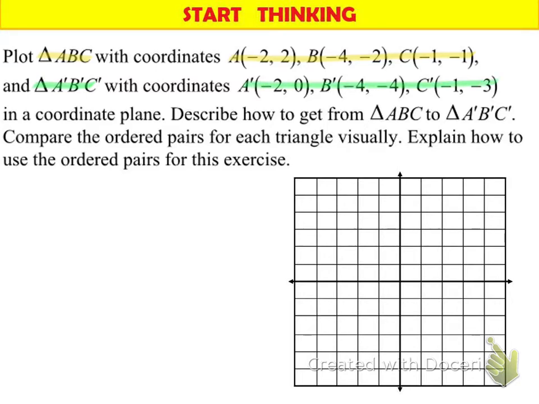So we're going to graph both, and then we're going to describe how we went from the first triangle to the second. This is why you have two colors, because it will be easier to see both of them, because they do overlap a little bit if you have two colors. So we're going to start with -2, 2. First, let's label our x and y axis. Which of these is the x-axis?